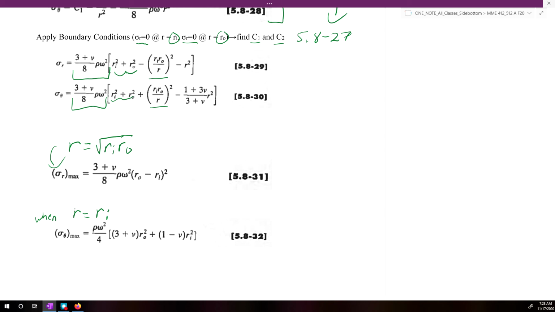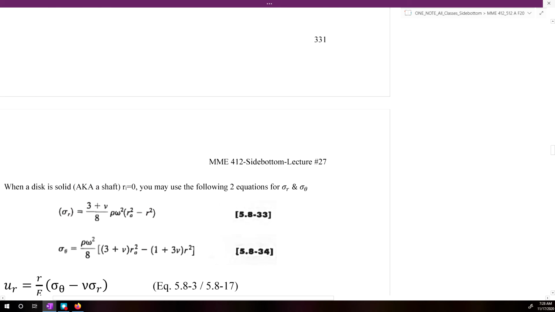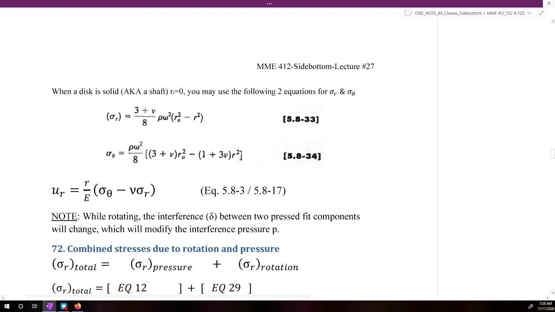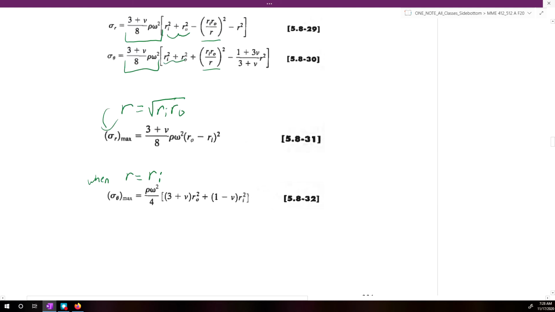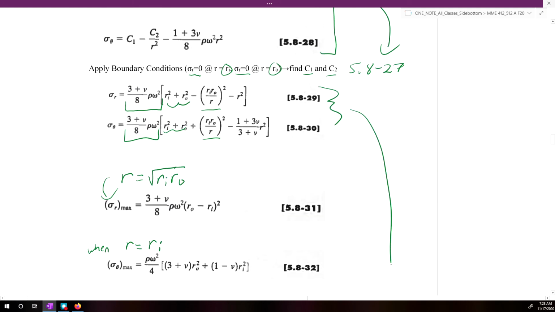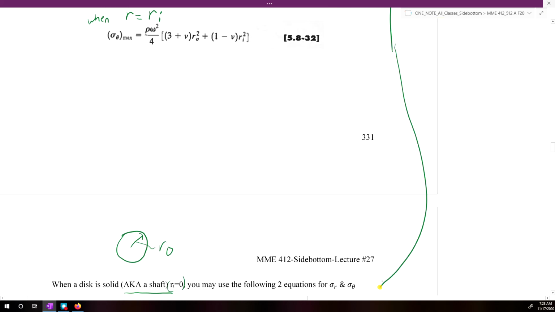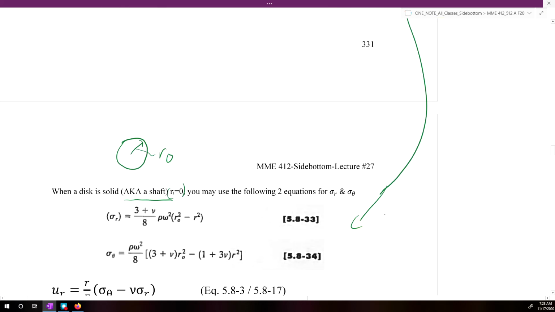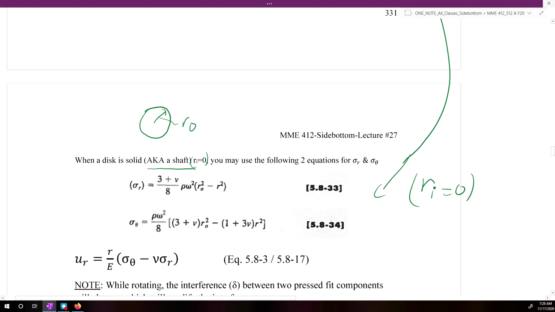In a particular case, if you have a completely solid disk, otherwise known as a shaft, meaning that the internal radius is 0, so we only have an outer radius, you may use the following two equations for sigma r and sigma theta. These are just simplified versions of the equations we developed on the last page. We just plugged in Ri equal to 0 into those two equations, and you end up with these equations. So these are just simplified equations for shafts.